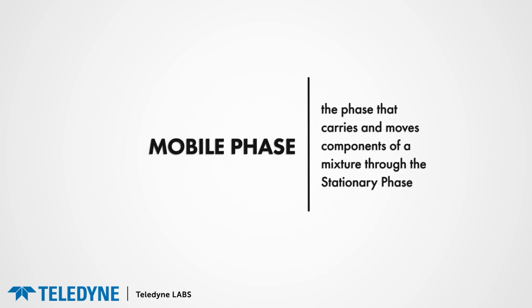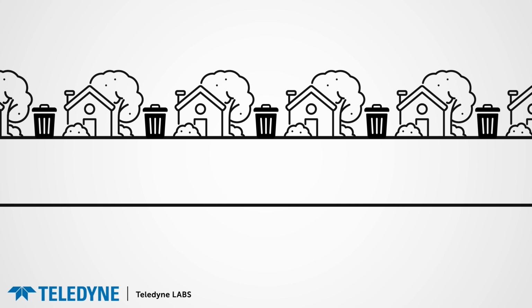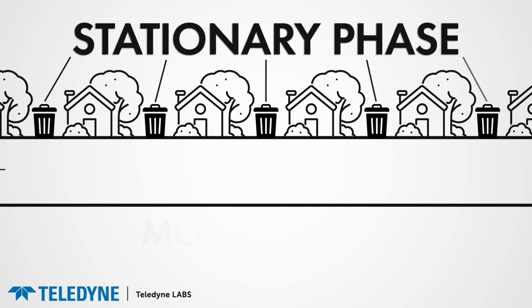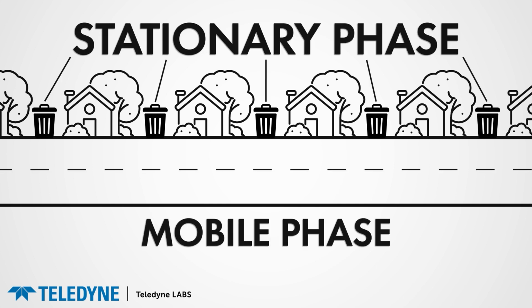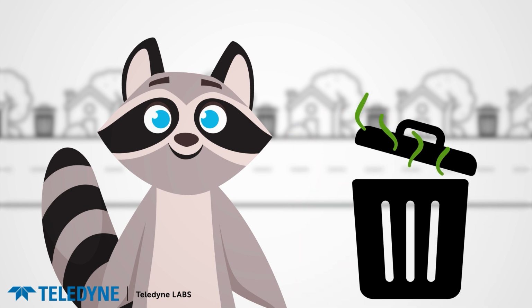Let's use an analogy to better illustrate how chromatography actually works. We're going to look at a residential street on trash day. Trash cans are going to act as our stationary phase, and the street is going to act as our mobile phase. Reddy is going to be our compound of interest. This is what we want to separate. And Reddy once told me that the smellier the trash, the better.